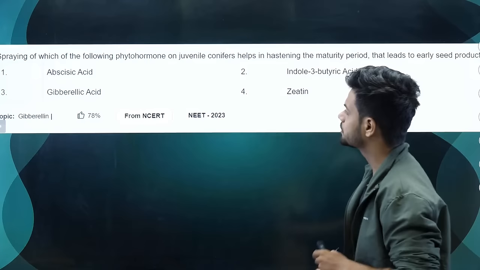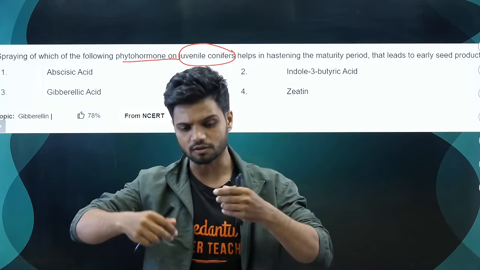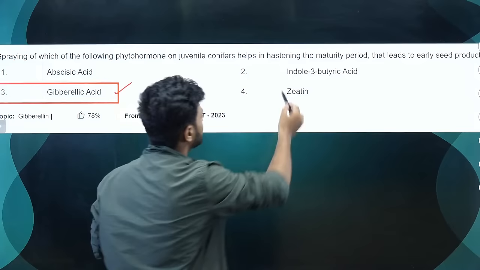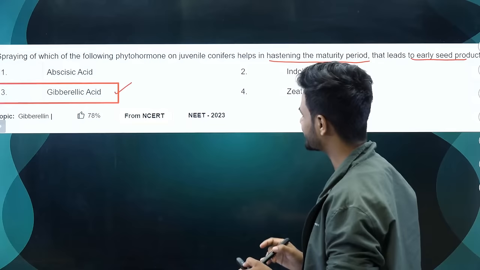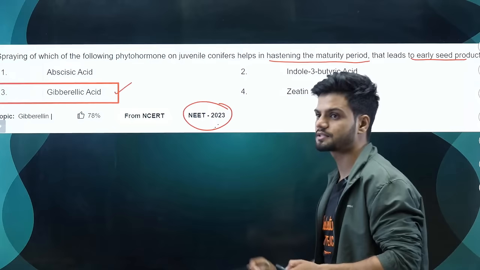Next question. The spraying of which of the following phytohormones on juvenile conifers? Direct line of your NCERT. If you add gibberellins, oh, by mistake I told you the answer. If you add gibberellins on your juvenile conifers, it hastens the maturity period and leads to early seed production. That is gibberellins. It's your NEET 2023 question, students. Okay. Next question.